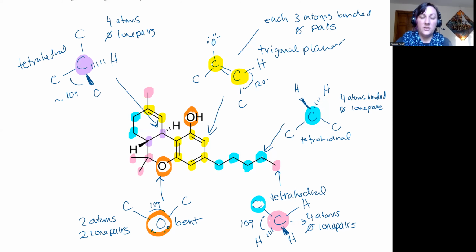And so when we look at the structure of THC, we see that we have a lot of tetrahedral carbons for geometries. We have 2 bent oxygens, and then we have a handful of carbons that have a double bond to it at some point around it, and so have a trigonal planar geometry.